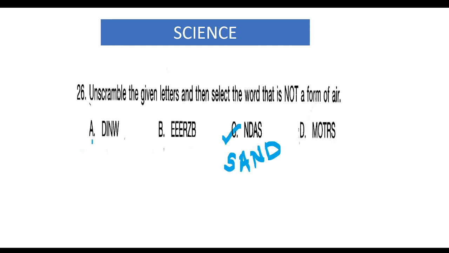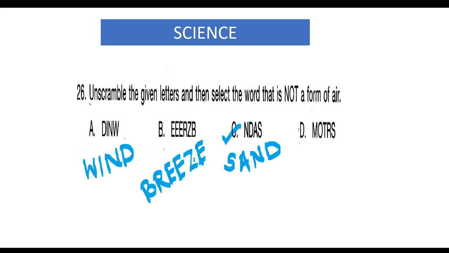If you unscramble option A, it is wind, which is a form of air. If you unscramble option B, it gives you breeze, which is again a form of air, while if you unscramble option D, it gives you storm, which is again a form of air. So the right answer is C.